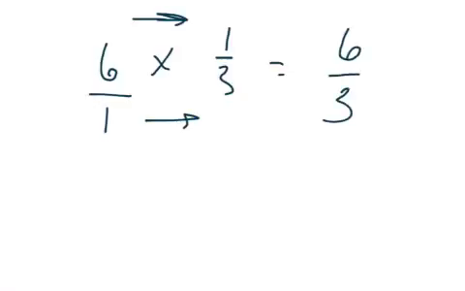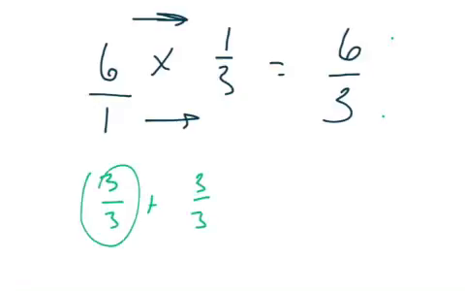So you put your whole number over 1, multiply straight across, multiply your numerators. 6 times 1 is 6. 1 times 3 is 3. So there's your 6 and your 3. You get 6/3. 6/3 is the same thing as 3/3 plus 3/3. So you get 1 whole plus 1 whole equals 2. So 6 times 1/3 is 2.